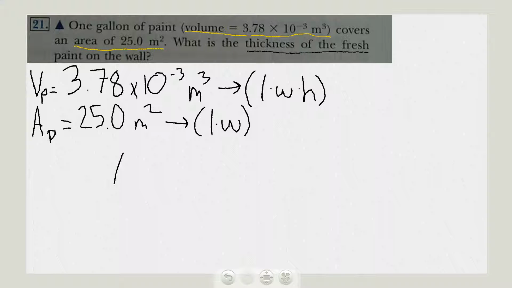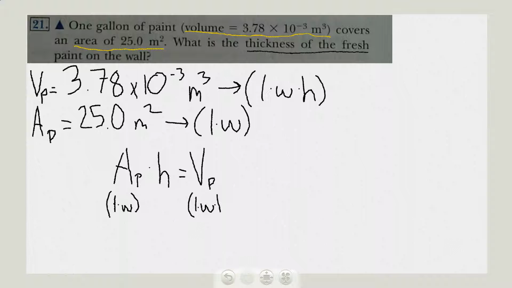So if you look at it that way, you can set up an equation where the area of the paint, which is length times width, multiplied by the height, what you're trying to find, equals the volume of the paint, which is length times width times height. And this way you'll get even units on both sides. So now all that's left to do is isolate h, and you do that by dividing by area on both sides, and then just plug in the numbers.